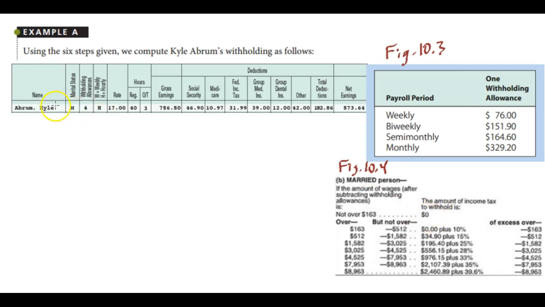As you can see, Kyle Abram, the reason we have the married is because he is married, and this is a week's earning. As you can see, he's working 40 regular hours, 3 overtime. So clearly this is just 1 week's earning. So let's go ahead and take a look at this, and let's start out with step 1.